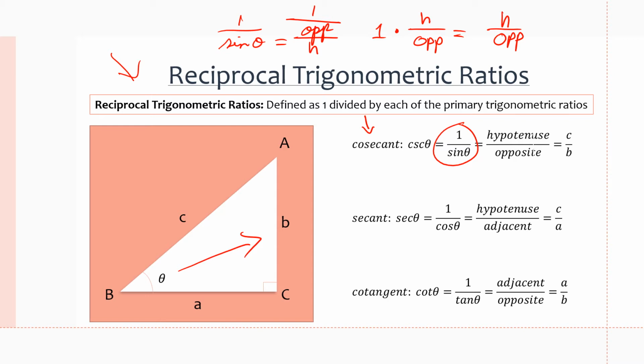So we have hypotenuse of C, and then the opposite side to angle theta, which is B, and that's our cosecant of theta.